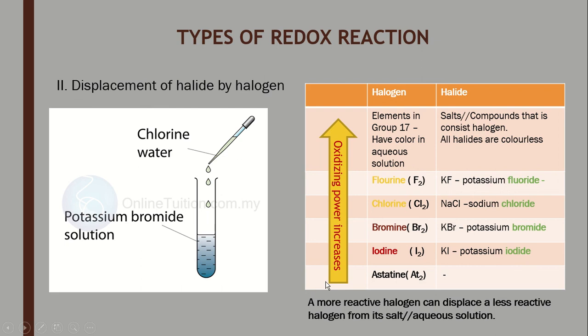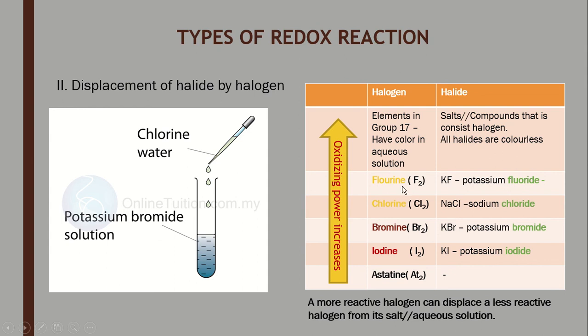So dia cakap dia punya prinsip, a more reactive halogen can displace a less reactive halogen from its halide solution. So kat sini, halogen must be more electropositive than halide in the salt or aqueous solution. Nak tahu mana lagi reaktif, mana less reaktif, kita tengoklah dia punya location in the periodic table. Fluorine atas sekali, lepas tu chlorine, bromine, iodine going down the group. Jadi yang paling reaktif sekali adalah fluorine.